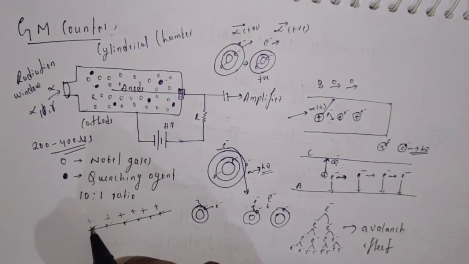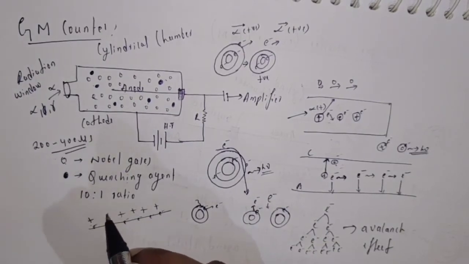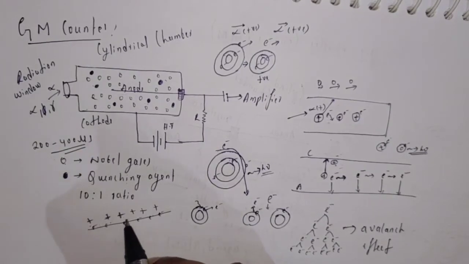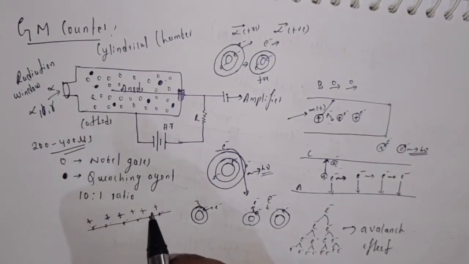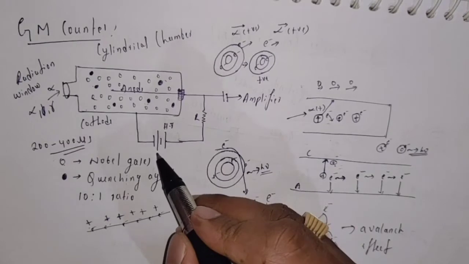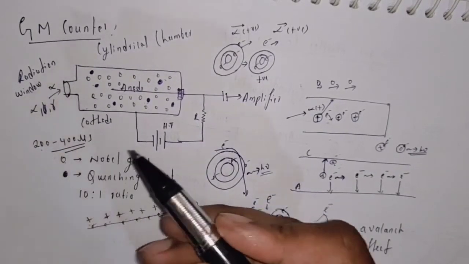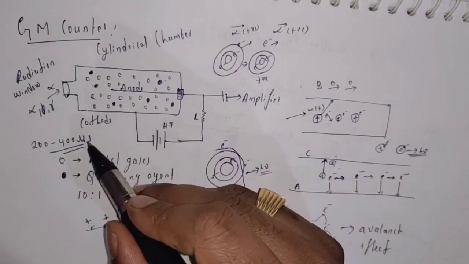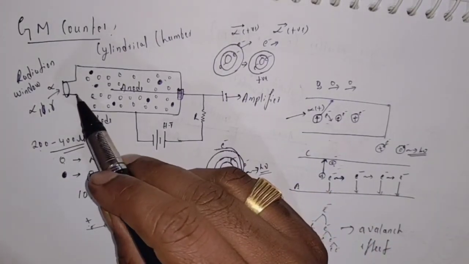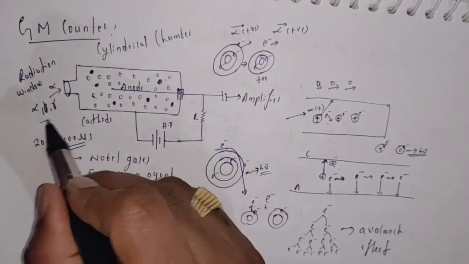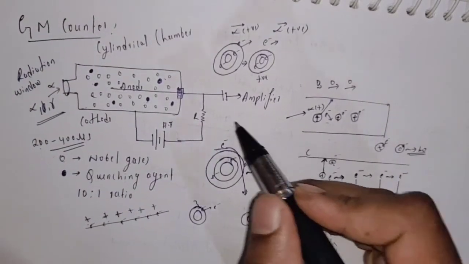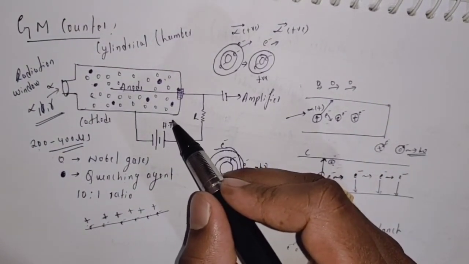these electrons are going to recombine with the positive ions and neutral gas atoms are going to form, and it takes some amount of time, about 200 to 400 microseconds, and in between this time the GM counter is not able to detect any charged particles, and we call this time the dead time.